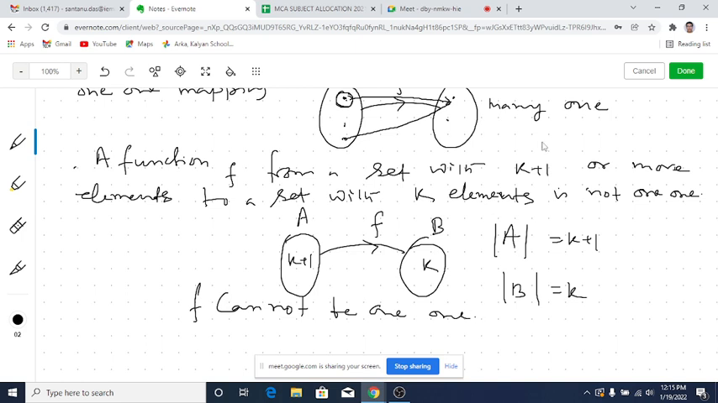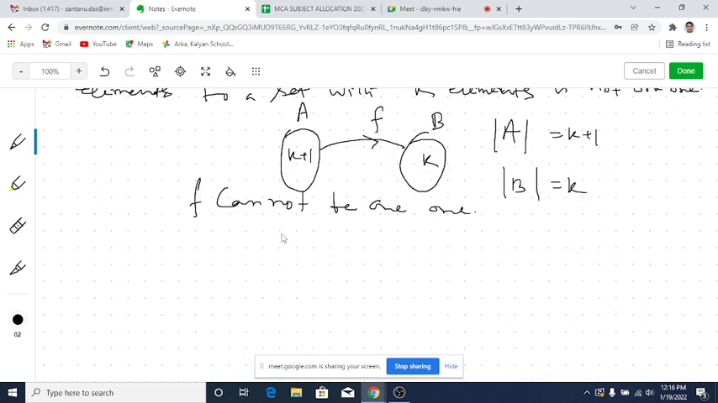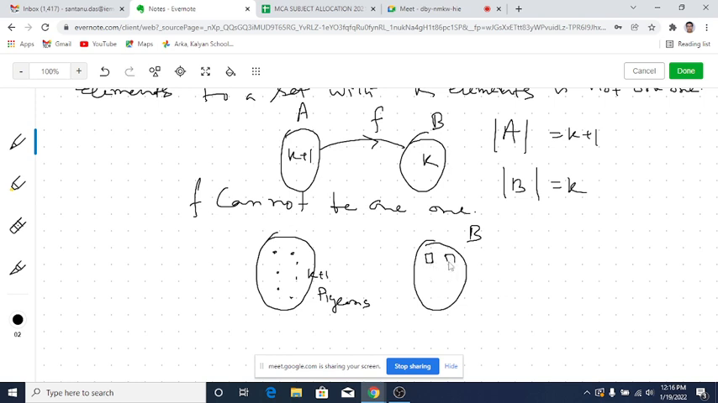How can I prove that? By the pigeonhole principle I can prove that. There are k plus 1 elements and there are k elements. Here I could consider that in the set A there are k plus 1 pigeons, and in B there are k number of holes.